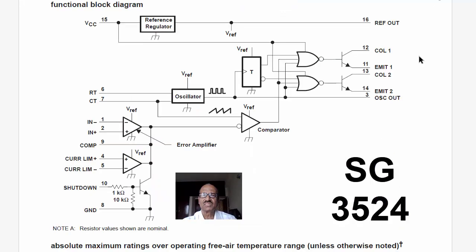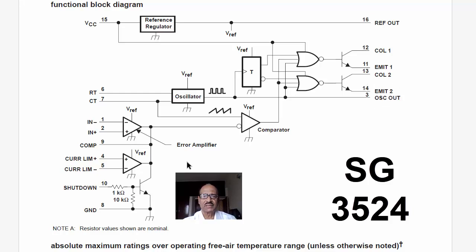But then this is another PWM regulating pulse width modulator, the SG3524, which has some better features. As usual, I told you about RT and CT, and there is a voltage reference. You get about 5 volts, which is to be used. And here, the same thing: collector is out, emitter is out, collector is out, emitter out. Same thing as we had seen in the previous one.